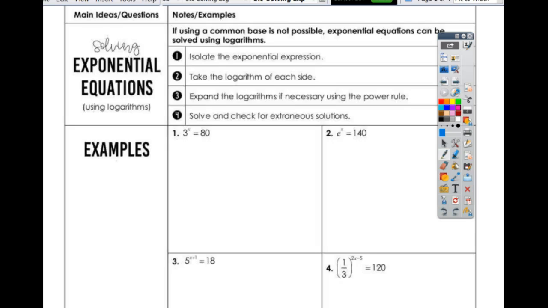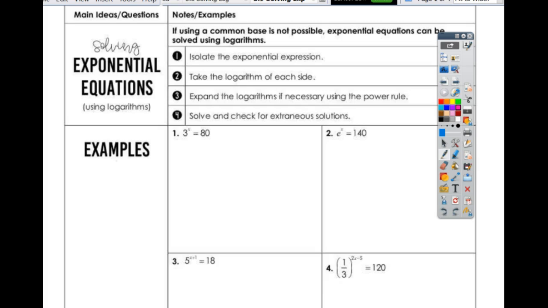So if I look at 3 raised to the x equals 80, that looks like this, doesn't it? Except in this one, we had to have the same base, correct? Can I write 80 with a base of 3? We can't. So we have to have some way to solve this where I can't get a common base. So we're going to use the calculator to do this.